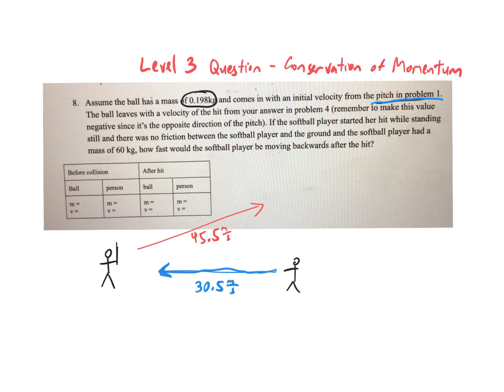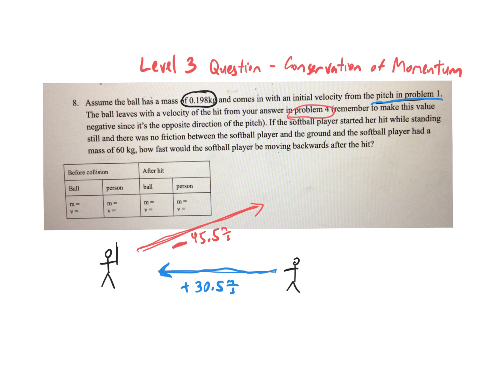The ball leaves with a velocity of the hit from your answer in problem 4. My hit in problem 4 was leaving at a speed of 45.5 meters per second, and it says remember to make this value negative since it's the opposite direction of the pitch. That makes sense. Since I set the blue direction as positive, the opposite of that would have to be negative, so I'm going to make it negative 45.5.